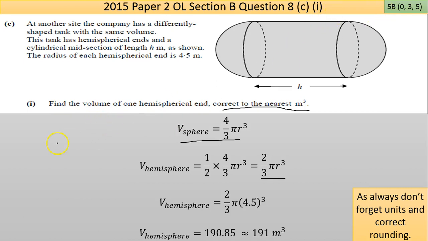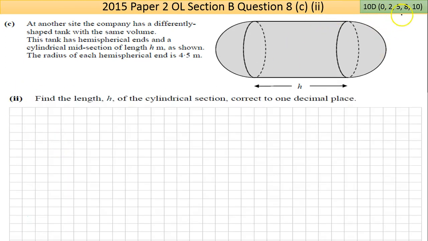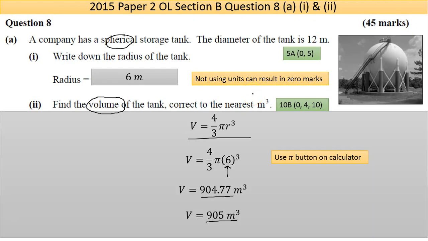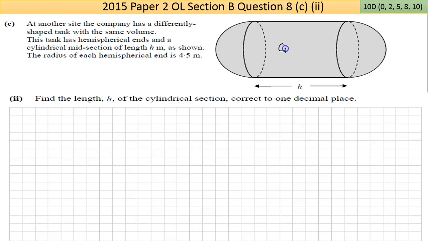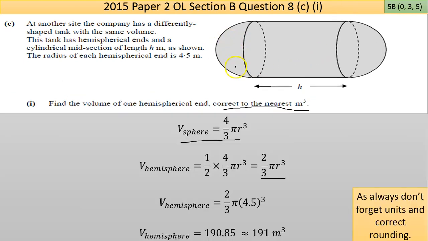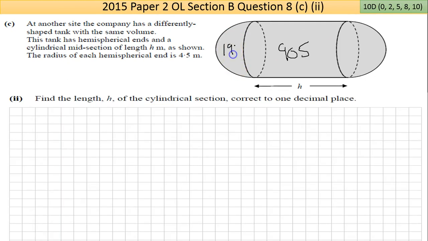So that's 5B scale. Part 2 now is 10D scale here, so lots of different steps. It says find the length h of the cylindrical section, correct to 1 decimal place. Now remember, you know the volume of this, it was the same as the volume of the sphere. So what was it again? It was 905 meters cubed, so the whole thing is 905 meters cubed. You know the volume of the 2 ends here, you just found them, it's 191 and 191. So if you take 191 and 191 away from 905, you're going to get the volume of the cylinder.